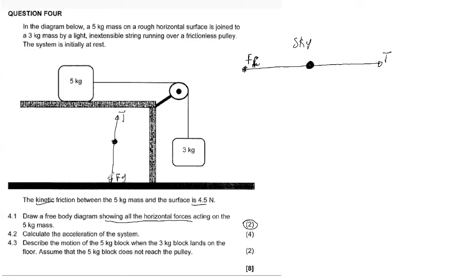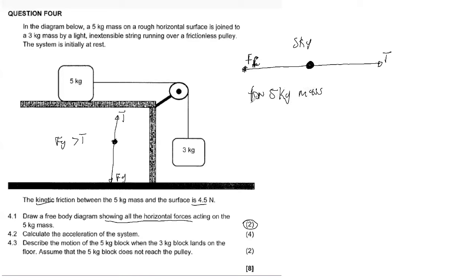And then look at this. I have deliberately made my Fg to be longer than the tension, because all I'm saying is that if this block is being pulled downward, that means the gravitational force is greater than the tension. So this is being pulled downward as a result of your gravitational force having a greater pulling force than your tension, right?